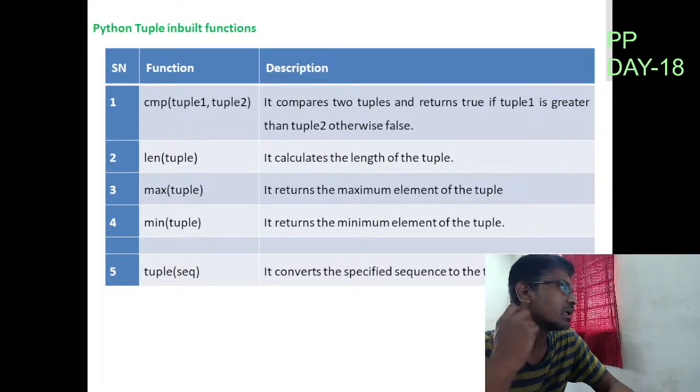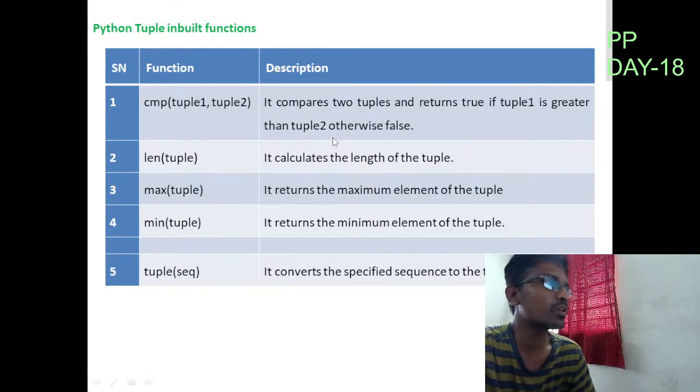And these are the built-in functions in tuples: comparison, len, max, min, and tuple. So what is the comparison here? Tuple 1 and tuple 2. It compares two tuples and returns true if tuple 1 is greater than tuple 2. Otherwise it will produce the output false.